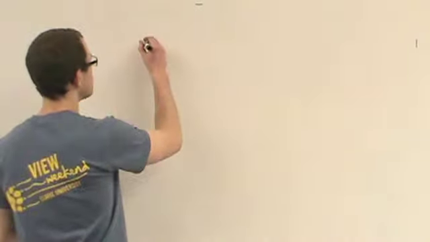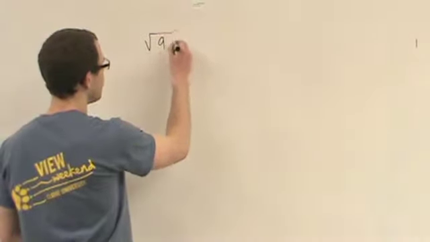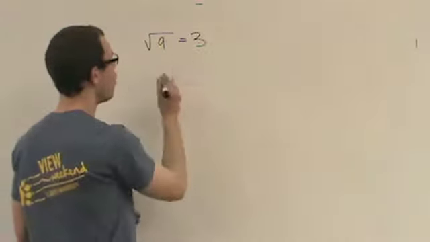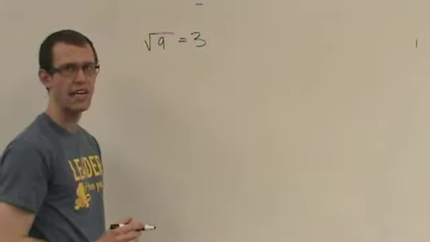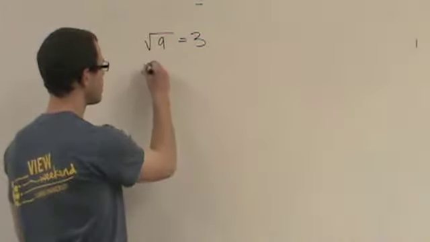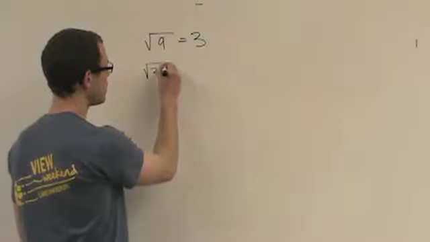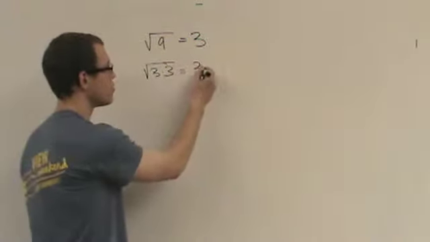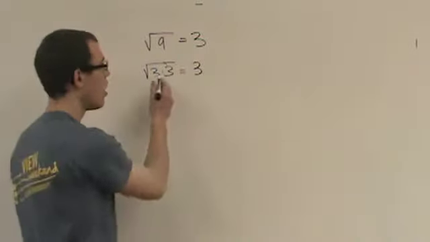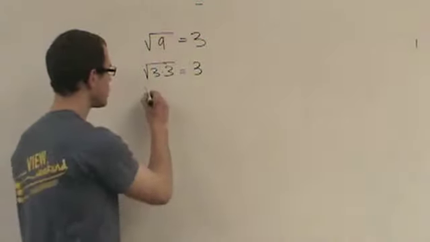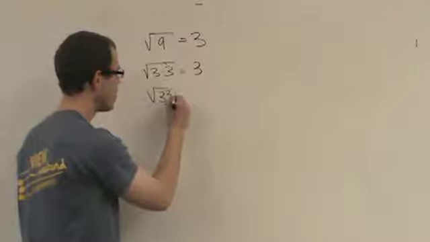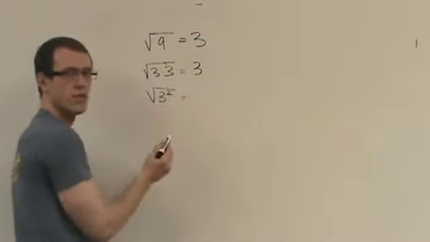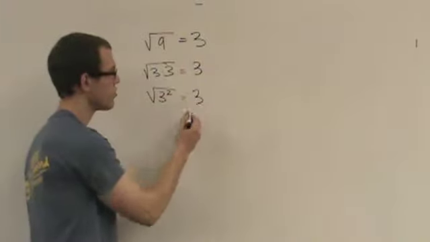So let's look at the square root of 9. The square root of 9 is a perfect square. We know that's 3. What's another way we can write 9? We can write it as 3 times 3. So this is still the square root of 9, and that's equal to 3. Another way we can write this is the square root of 3 squared, because 3 times 3 is equal to 9. So the square root of this is still 3.